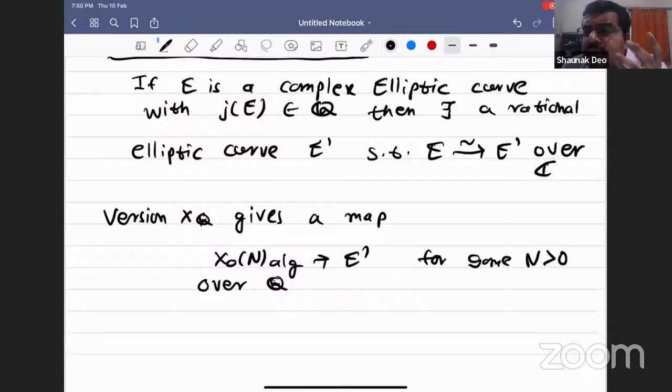I'm not sure because the E could have an equation which is not over Q, right? I mean, this isomorphism. He has an equation with complex coefficients, right, but J is in Q. Yes. Then are you saying that he also has an equation defined over Q? No, I'm not saying that. I'm just saying that there is an E prime whose equation is defined over Q, such that E is isomorphic to E prime over C.